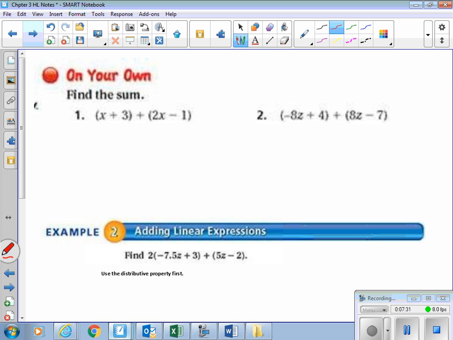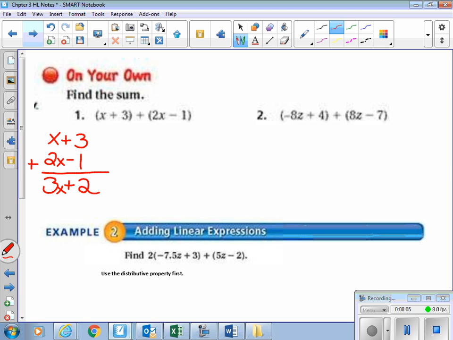I'm going to show you both ways of doing it. I'm going to start over here with vertically. x plus 3 plus 2x minus 1, positive 3 plus a negative 1. Different signs, meaning we subtract, take the sign of the higher, which would be that positive 3. 1x plus 2x gives me 3x. So we're looking at 3x plus 2 for number 1.